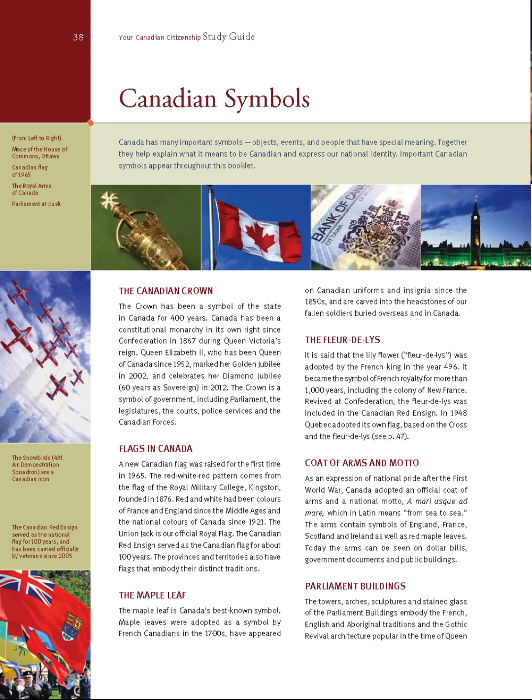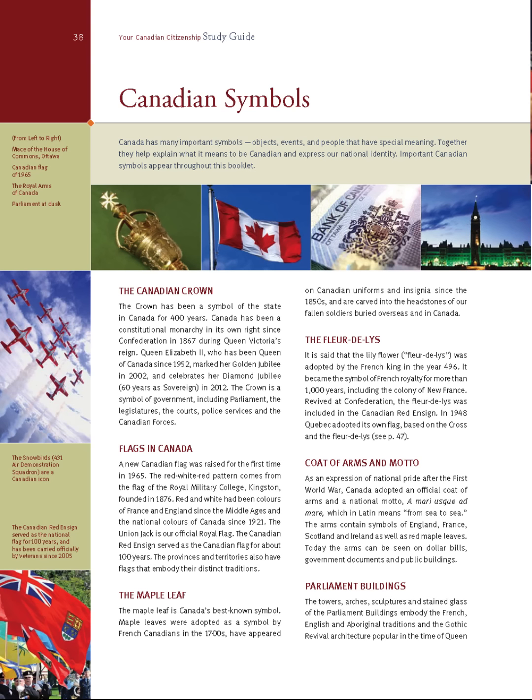The fleur de lis. It is said that the lily flower, fleur de lis, was adopted by the French king in the year 496. It became the symbol of French royalty for more than 1,000 years, including the colony of New France. Revived at Confederation, the fleur de lis was included in the Canadian Red Ensign. In 1948, Quebec adopted its own flag, based on the cross and the fleur de lis. See page 47.